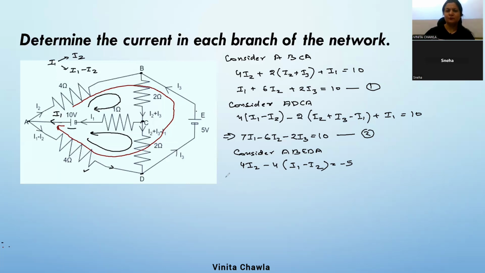Okay, we will get one more equation. Now, three equations are enough for three variables. So 4I2 minus 4I1, so let's write -4I1 first. 4I2 minus minus plus 4I2 is 8I2 is equal to -5. Let this be the third equation.